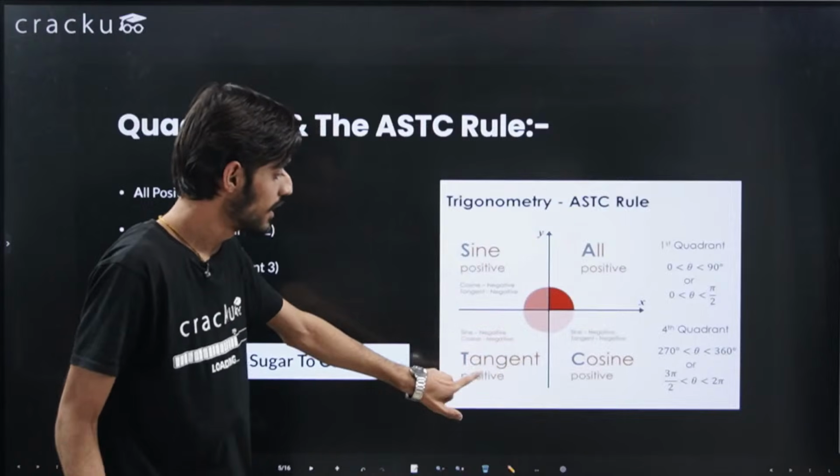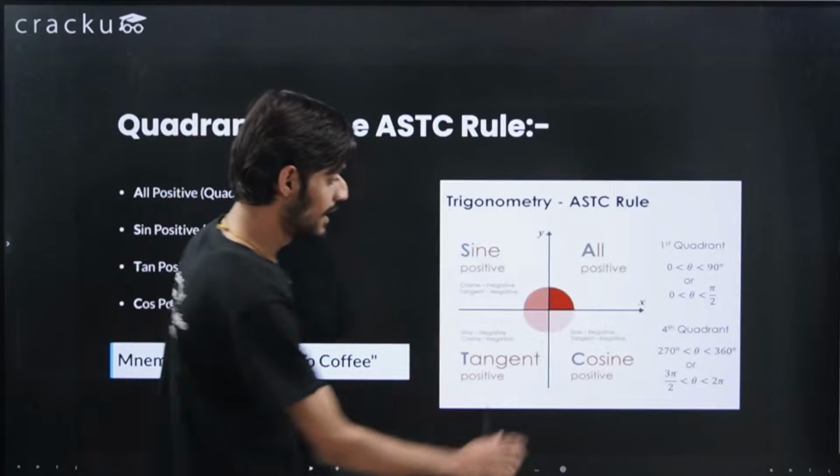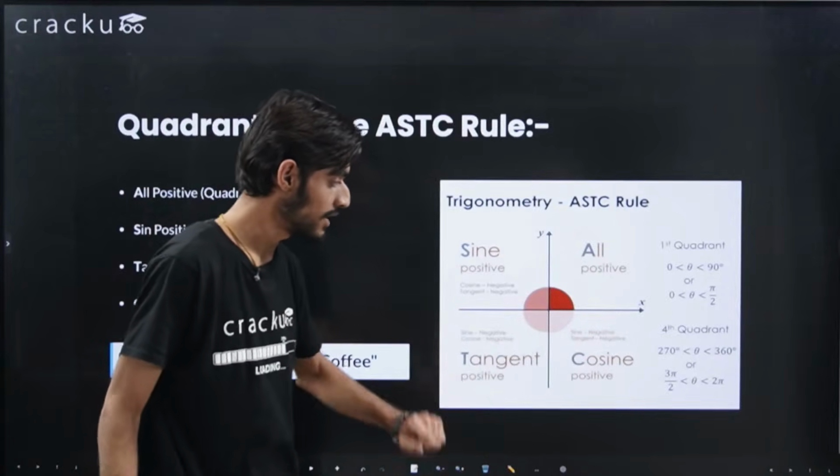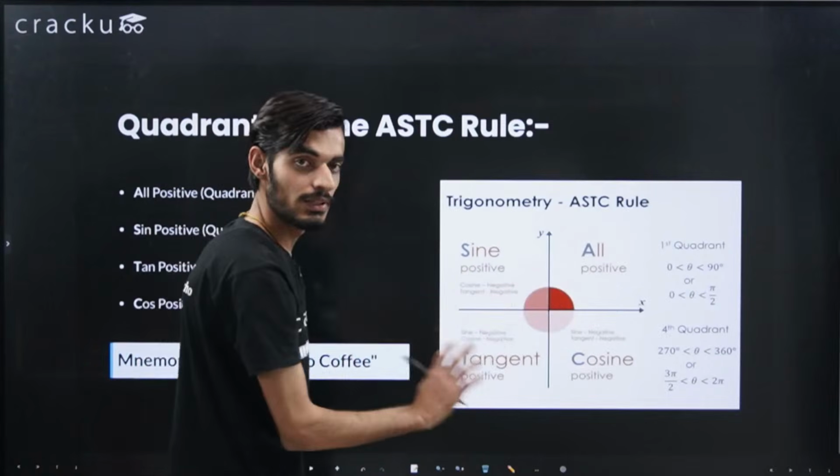In the third quadrant, tan is positive and of course its reciprocal, that is cot, will also be positive. And in the fourth quadrant, cosine is positive and its reciprocal, that is sec, is positive, and all the other quantities will be negative.